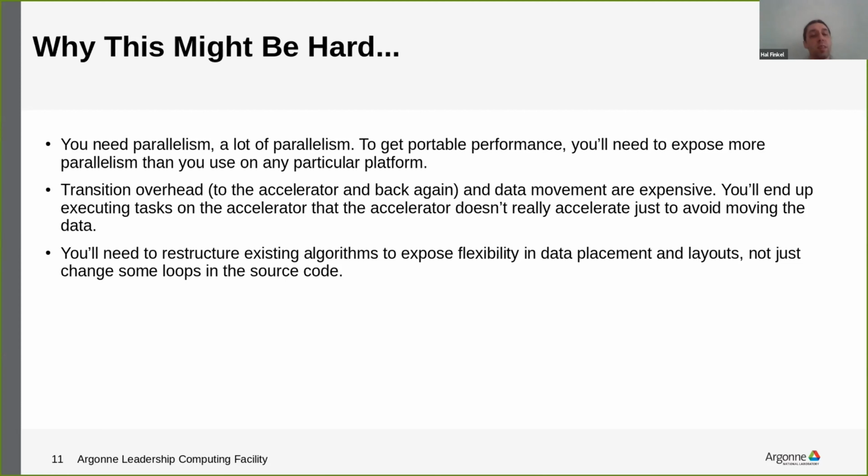And the third thing that is important to note is that, again, on this application structure point, you have to make sure that your algorithms and your application expose flexibility in your data placement and layout choices. It will not really be feasible to take a poorly structured application and change it to get good performance on modern architectures just by changing some loop structures in the code.